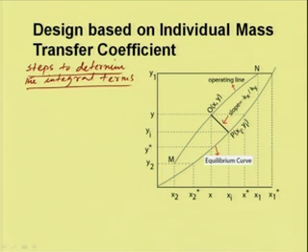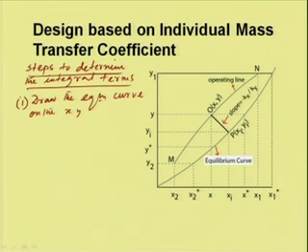The graphical method we can follow. The steps: first we will draw the equilibrium curve on the xy plane. So, this is the equilibrium curve which is plotted based on some values available, and then draw the operating line.